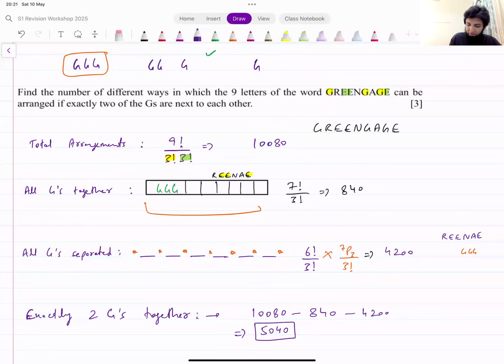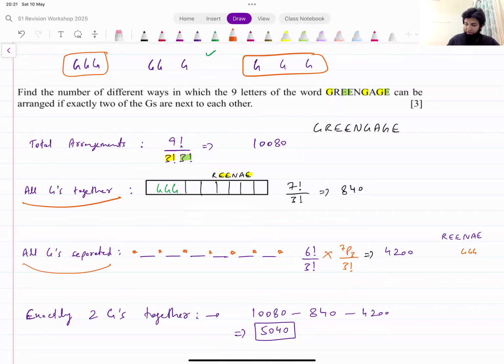I'm sorry, I should have written them with a gap like this, where the three G's are all separated. Subtract this case. All G's together, all G's separated. Find these two, subtract them from the total, and that will leave you with this middle case, and that will be what you're looking for.